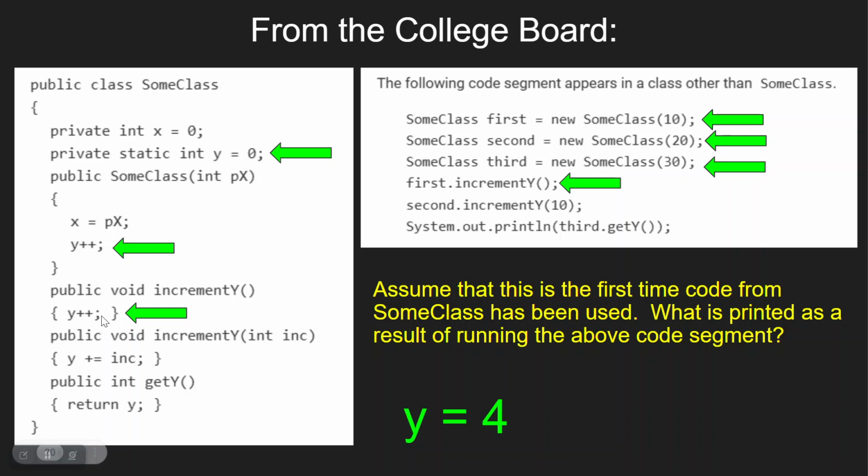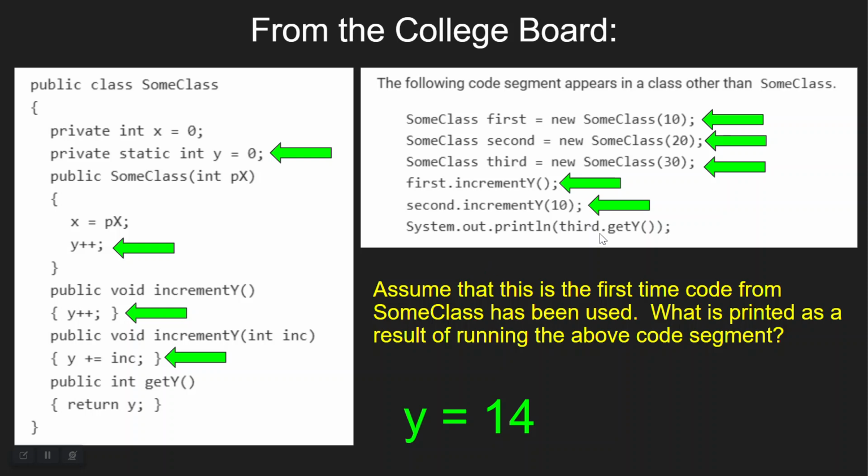This is a non-static method, so it has access to this static variable. So y now goes up to 4. Now we're going to look at this next method called second.increment y, this time with the value of 10. So increment y is an overloaded method. We have another version of it here where we can actually include an integer. So now it's going to add 10 to our value of y with that method call here.